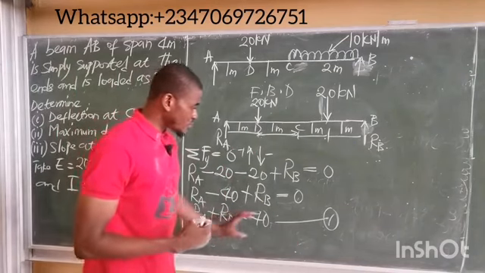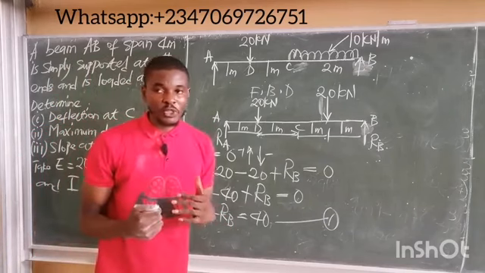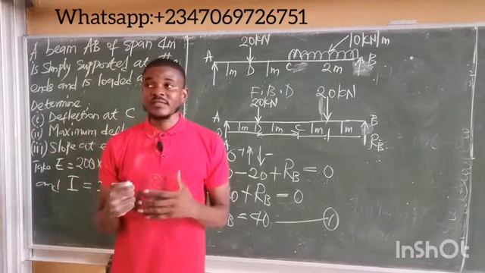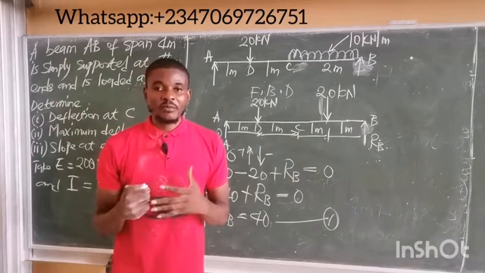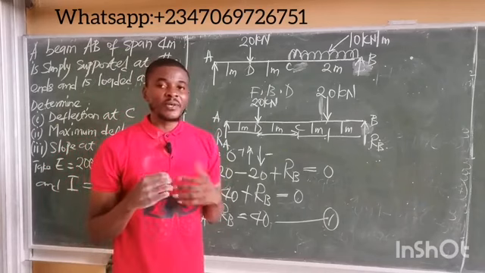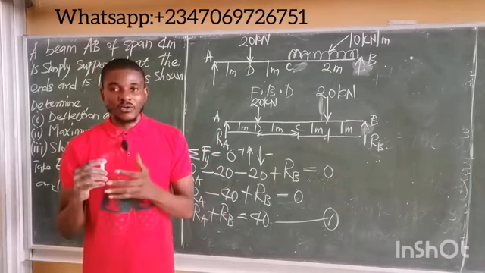Equation 1 consists of two unknowns, which is impossible for us to solve. So we employ the second equilibrium law, which states that the moment of force about a point is equal to 0. When taking moments, simply take moment about the point where we have at least an unknown.